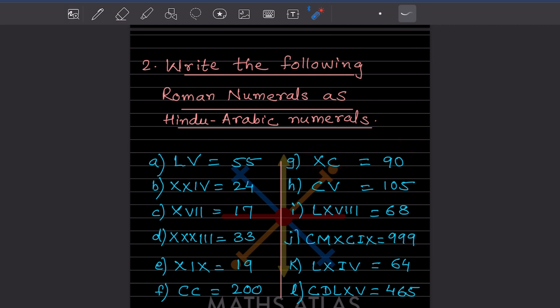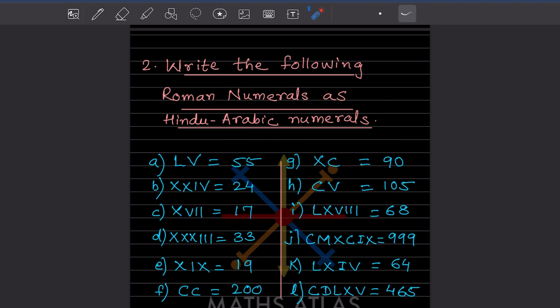So now what is that? C will be 100 and this is going to be 5, that is going to be 105. Okay, LX stands for 60 and this is 8, so 68. So now what are you going to do here? That is 999. So what are they going to do? 900 means CM. This is 90 and this is 9. Hope you understood. So here 60 and 4, 465. Hope you got this one.